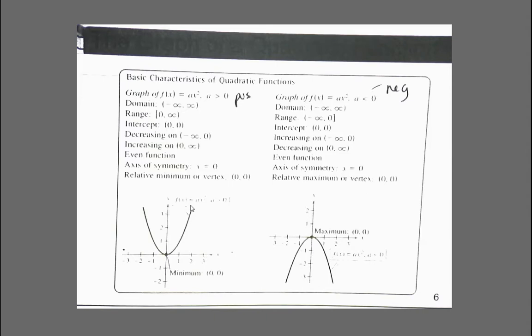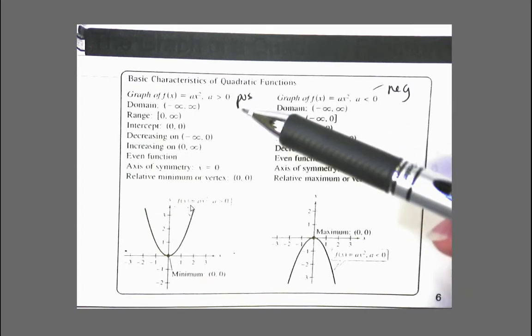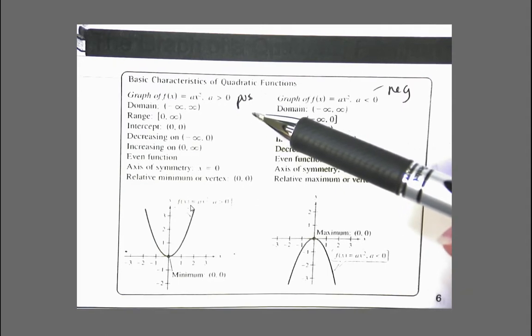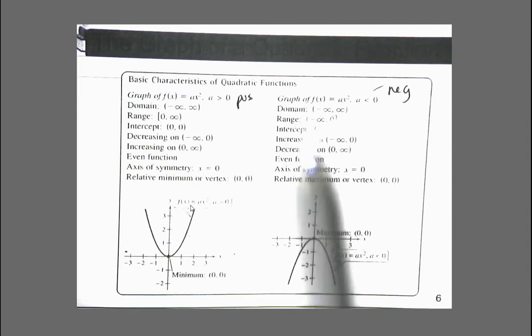But this time around, it'll be a max. So you can correlate. If a is negative, you should be able to tell me, hey, it's going to open down. It's going to have a max. And if a is positive, it's going to open up, and it's going to have a minimum. Does that make sense? Those should be tied together.